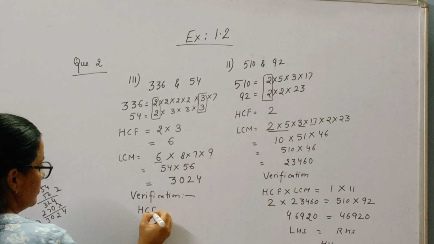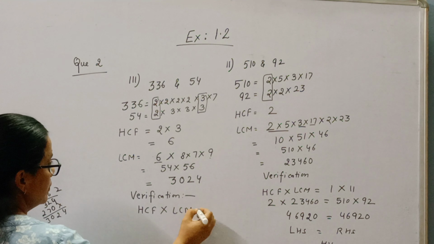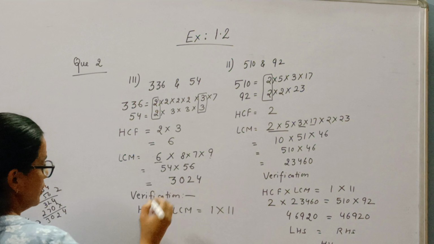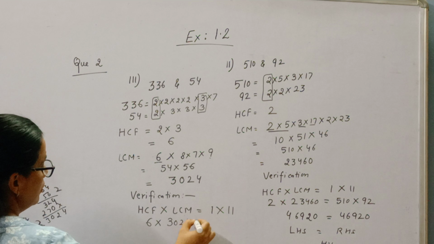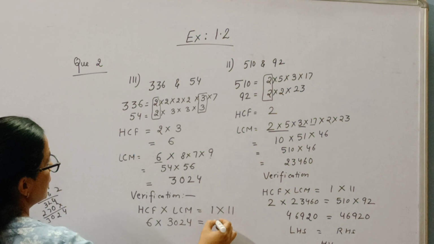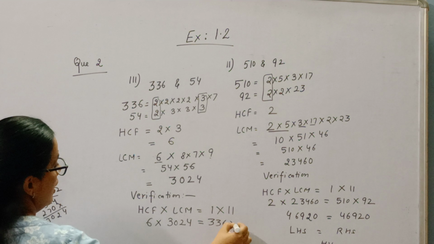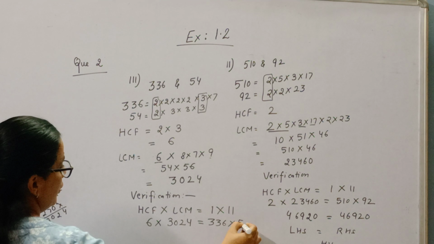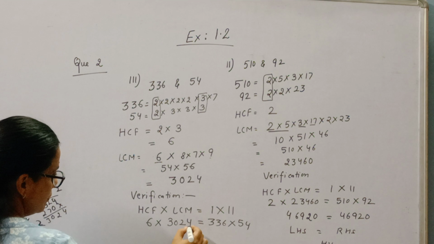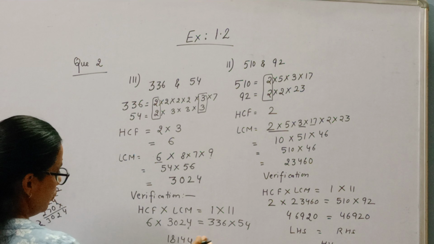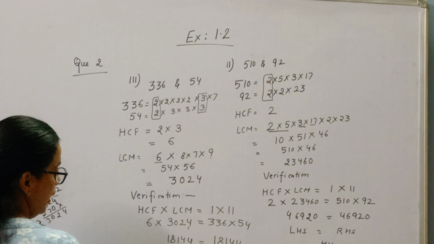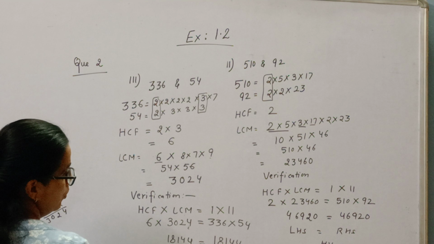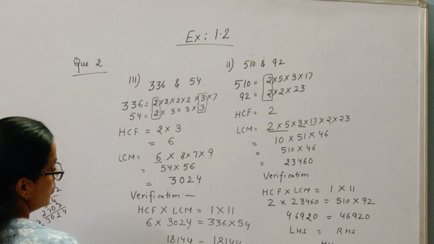Now we will do verification. HCF into LCM is equal to the product of two numbers. So HCF is 6, LCM is 3024. First number is 336 and second number is 54. Now multiply. It comes to 18144, and the other side is also 18144. So LHS equals RHS, hence verified.